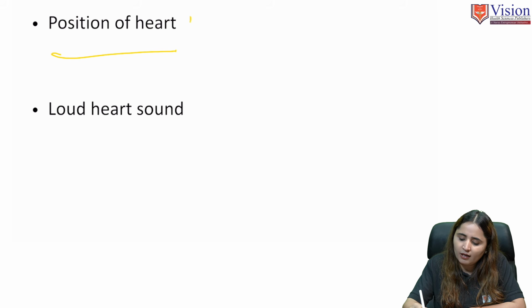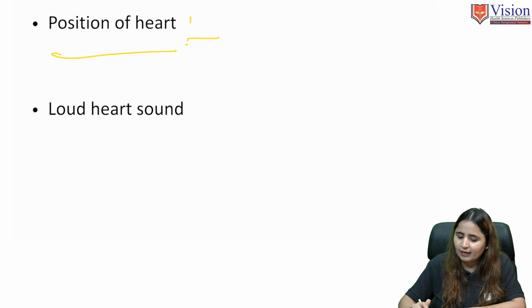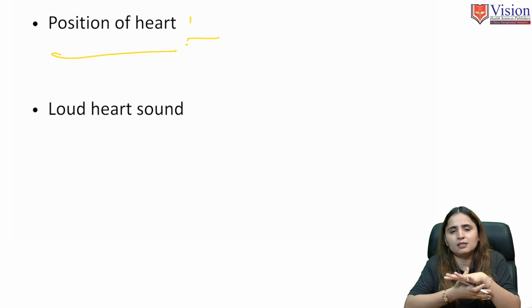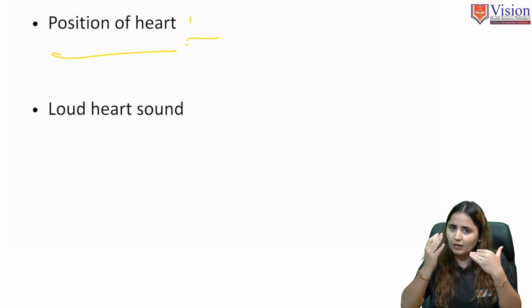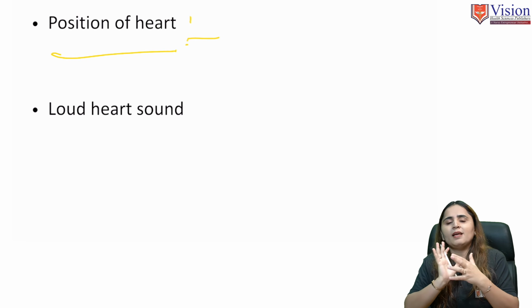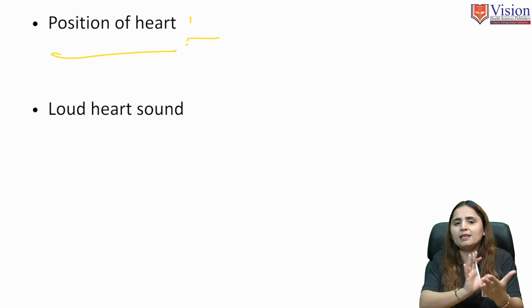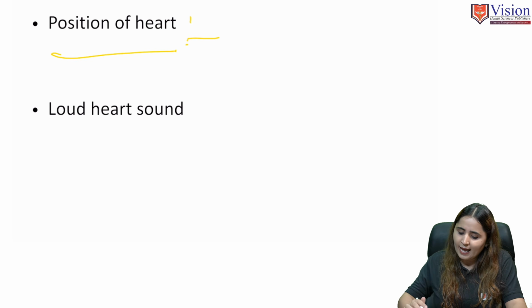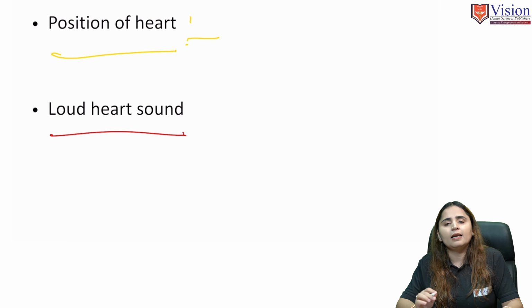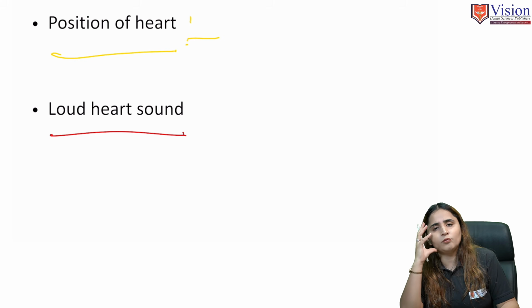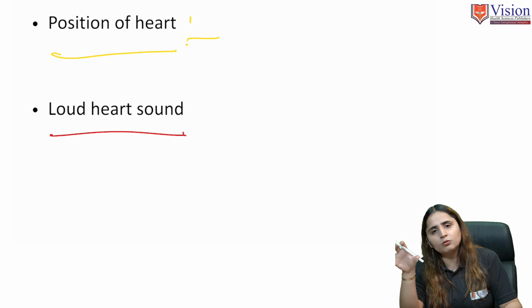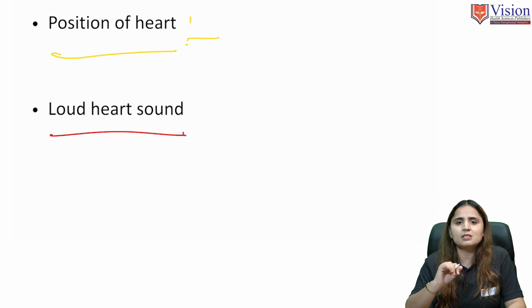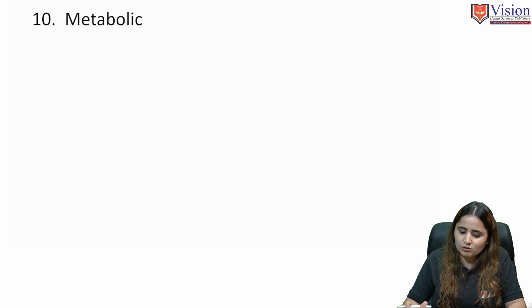And the position of the heart: as we know, the fundus of the uterus is going up, so it will displace the heart more towards the left due to the growing uterus and the pressure on the diaphragm. And in pregnancy, we can auscultate a loud heart sound. So these are the changes which happen in the cardiovascular system.